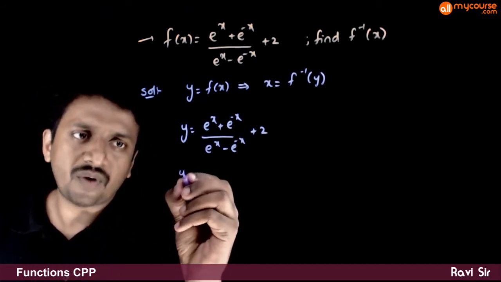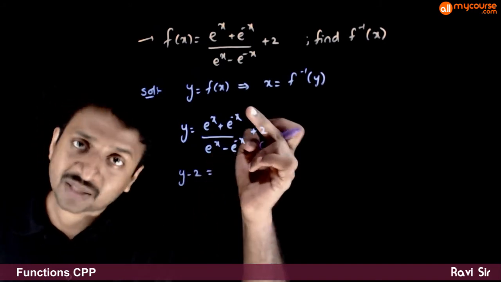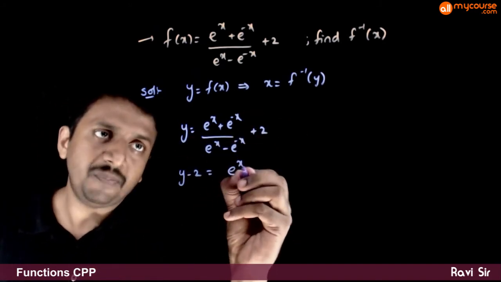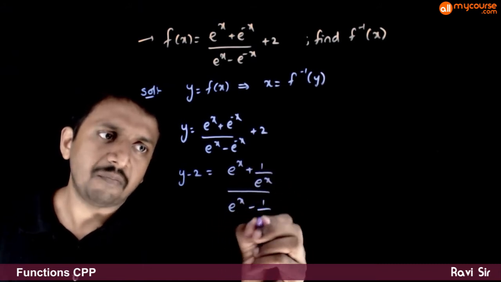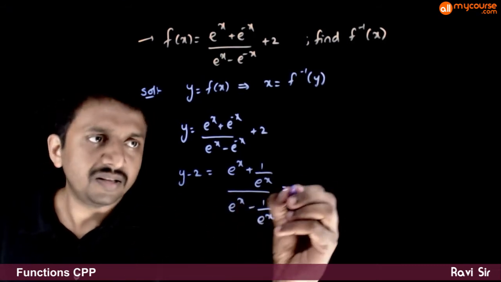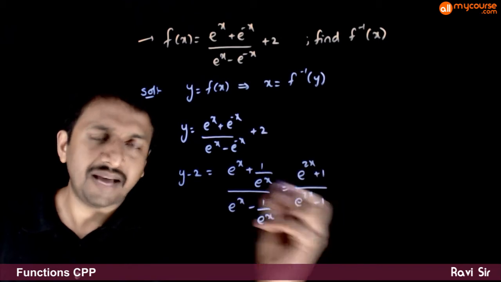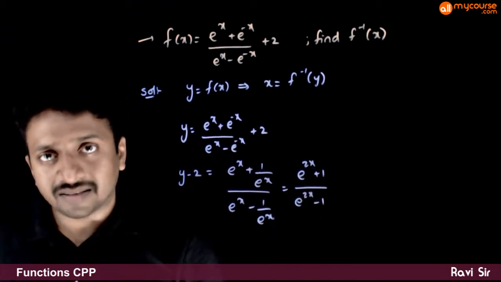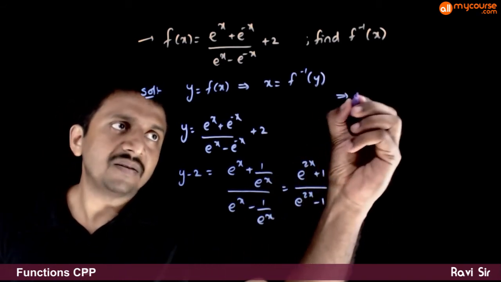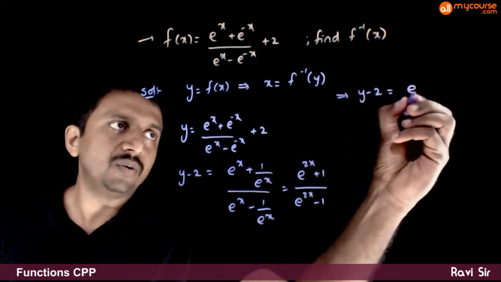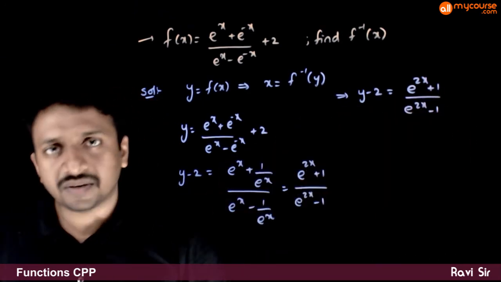So what we do is y minus 2 is equal to, if I put e^(-x) as 1 by e^x, so e^x plus 1 by e^x divided by e^x minus 1 by e^x, that is equal to (e^(2x) + 1) / (e^(2x) - 1). The denominators are going to cancel out after you take LCM. So this implies y minus 2 is equal to (e^(2x) + 1) / (e^(2x) - 1).